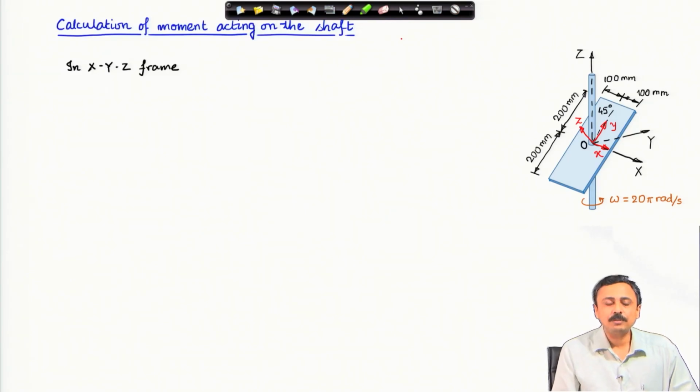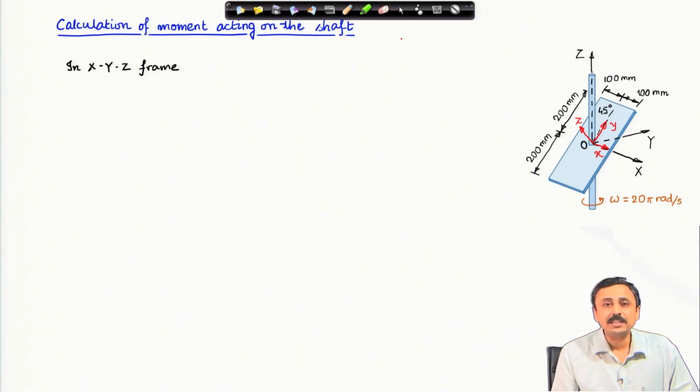The third part of the problem is to calculate the moment acting on the shaft because of this plate. Now, this is a very important calculation, a very interesting calculation as well. From a practical applications point of view, this gives us the moment that a misaligned plate will generate on a shaft.